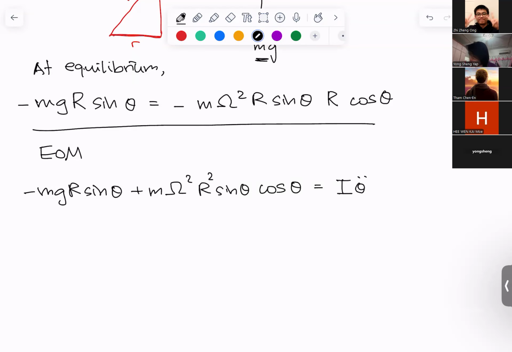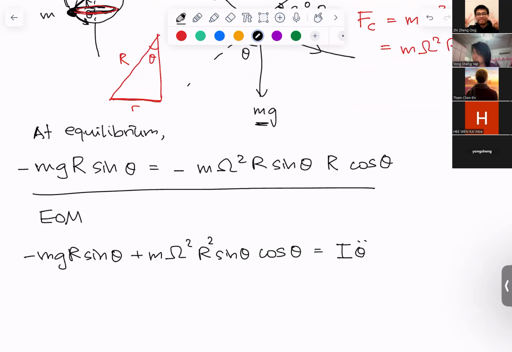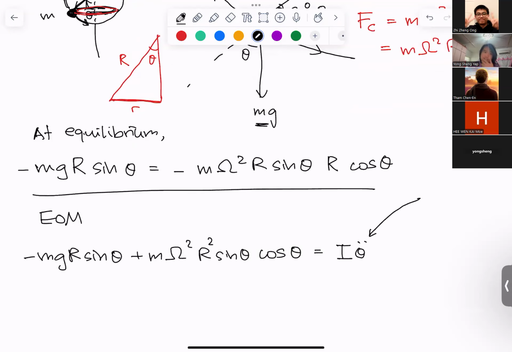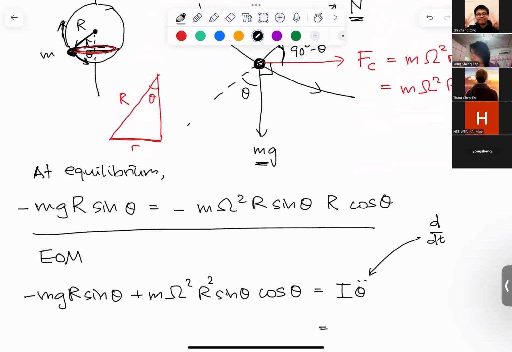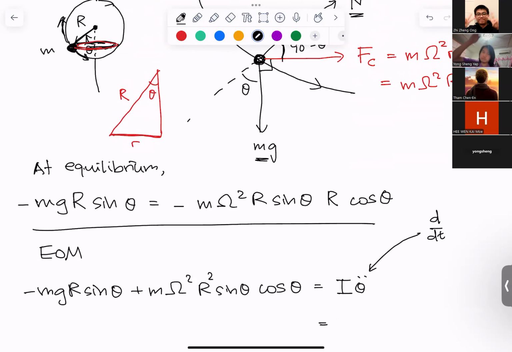omega, or the second derivative of theta. I don't know if Zizan has used this notation before, but this is basically d over dt. All right. And basically I, for the bead just trying to move around this hoop, is just mr squared. And then basically it's mr squared theta double dot.